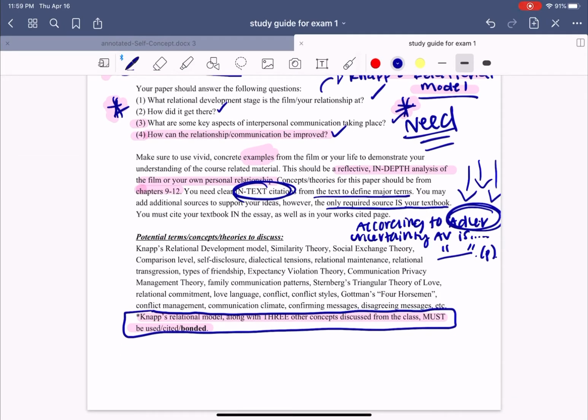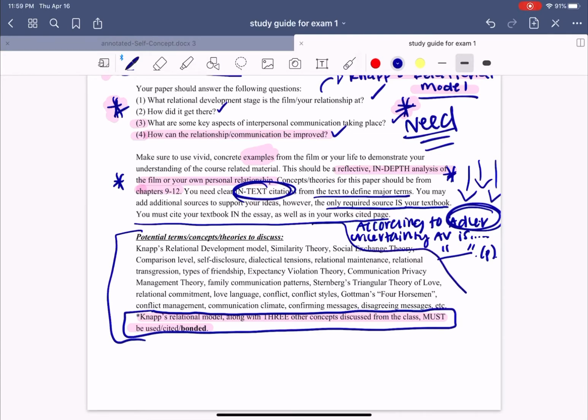All right. But if you want to use more, hey, I encourage it. Go for it. Go crazy. But you do need in-text citations. I need to see the textbook. I need to see key terms and concepts in bold, like with your first paper as well. So you must cite your textbook in the essay as well as in your works cited page. Bada bing, bada boom. And then last but certainly not least, potential terms and theories to discuss.